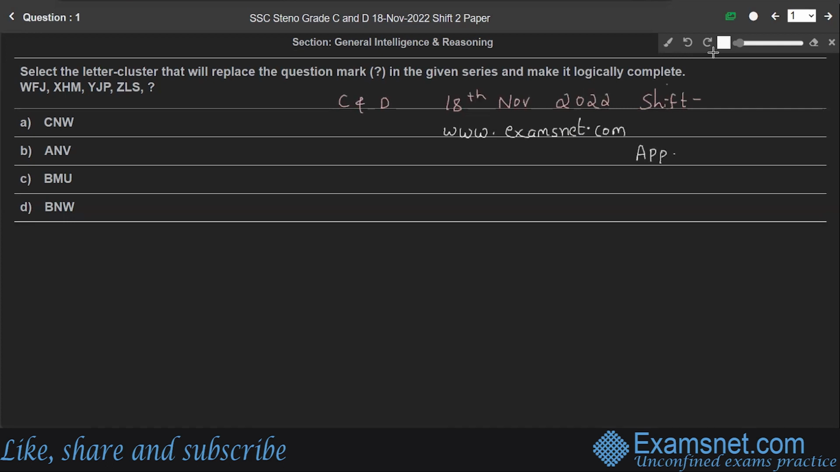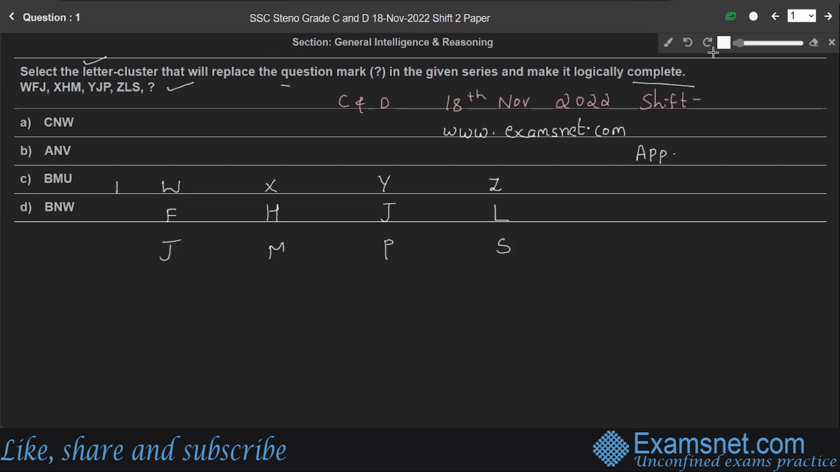Let's begin with question number 1. Select the letter cluster that will replace the question mark in the given series and make it logically complete. So here we have 4 letter clusters, and we need to find the fifth one. W, F, J is the first cluster, and the next one is X, H, M. Next we have Y, J, P, and Z, L, S. These are the 4 letter clusters.